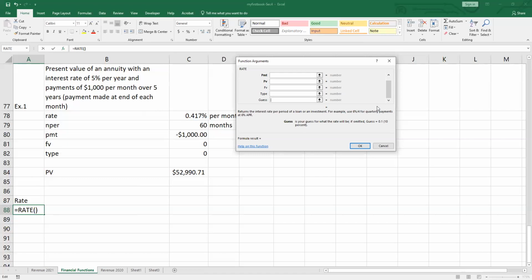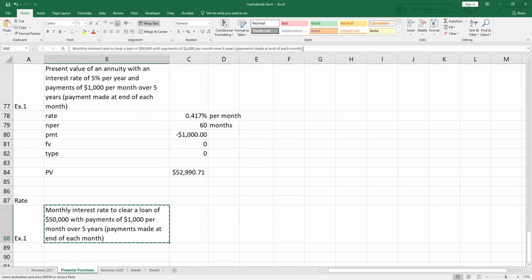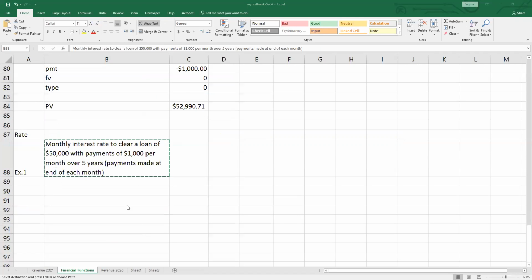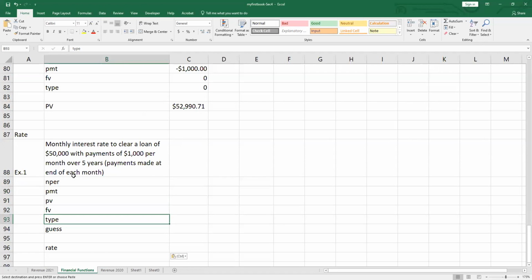Okay. Now, when we see all of the arguments for the rate function already, let's see the example. For the rate function here, the first example is to find the interest rate like this. In this example, you are asked to find the monthly interest rate. That means we need to find the interest rate. So these are the list of arguments that we have to prepare for finding the interest: NPER, PMT, PV, FV, type, and guess.